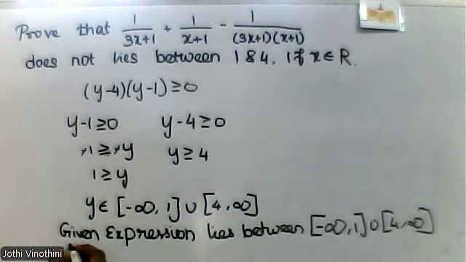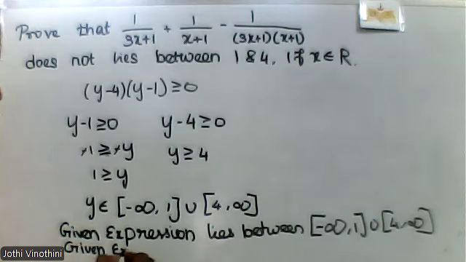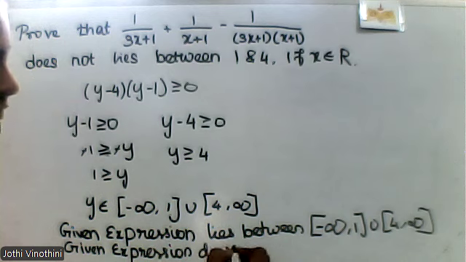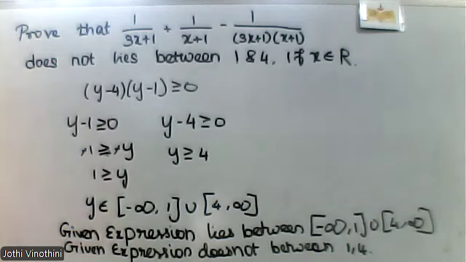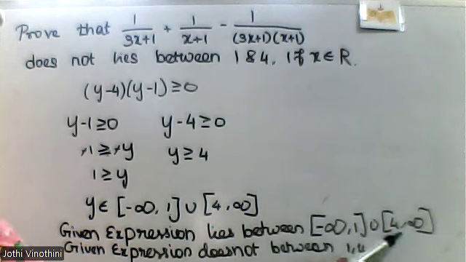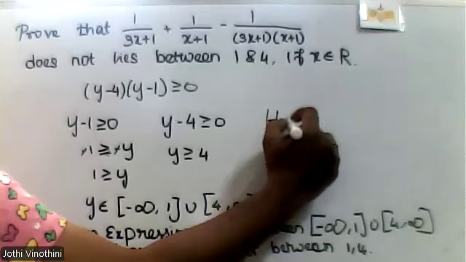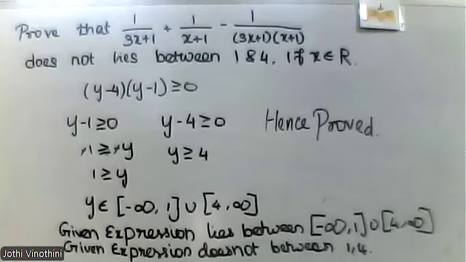So we can also write, the given expression does not lie between 1 and 4. Right? Here, the expression lies between minus infinity to 1 and 4 to infinity. It does not lie between 1 and 4, right? This is what we have to prove. So finally we can write, hence proved. Okay. I will give you a minute so that you can copy this and we will move to the next step.